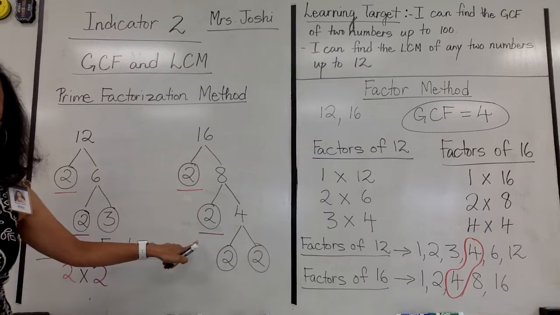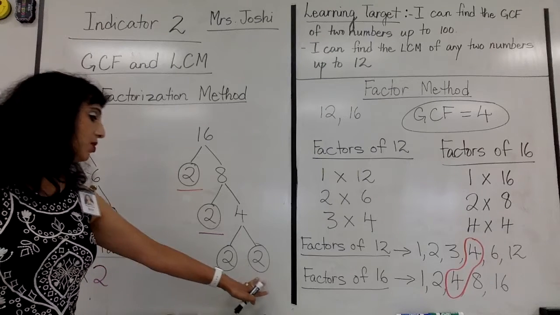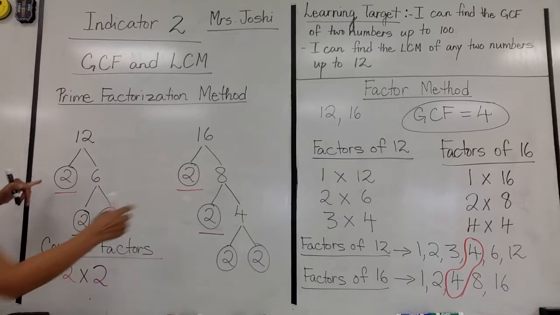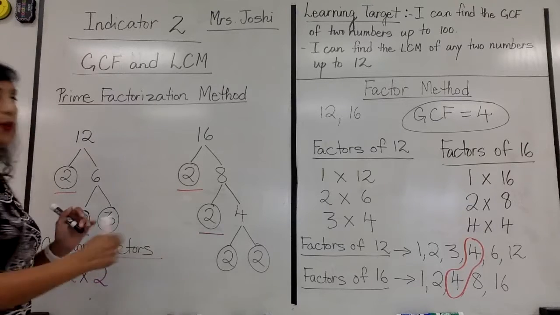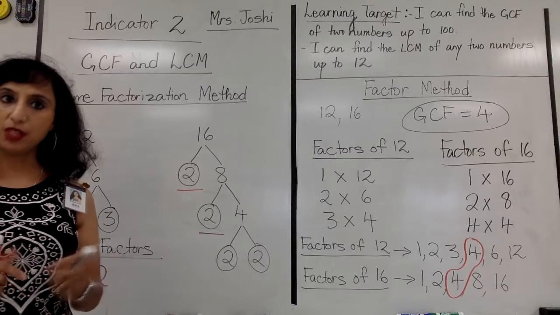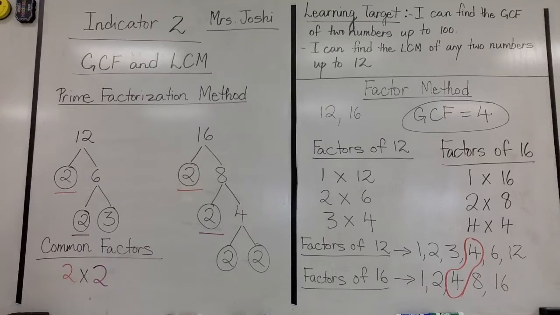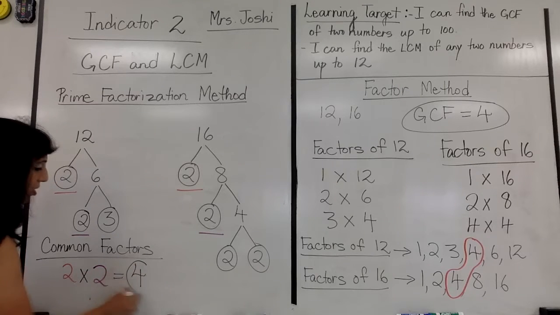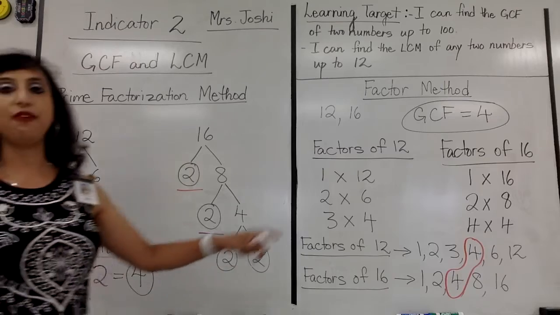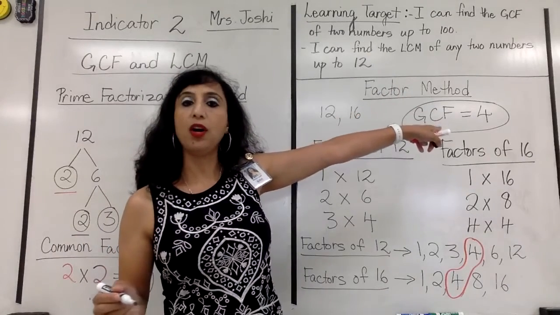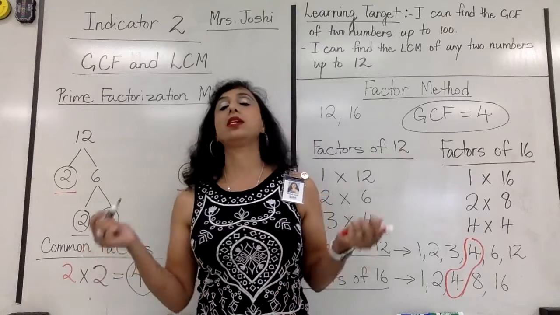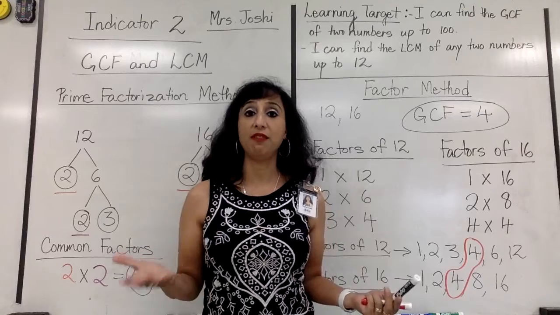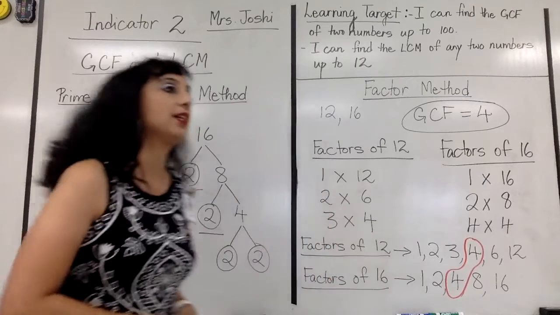And then I look at the numbers that I'm left with. I do not have a 3 over here, and I don't have 2 more 2's over here. So the only things common are this 2 and another 2. So we're going to write each of those once, because whatever is common we write once. And then 2 times 2 gives me 4. So my greatest common factor is 4. Doesn't matter if I do it this way or if I do it this way, you will still get the same answer.